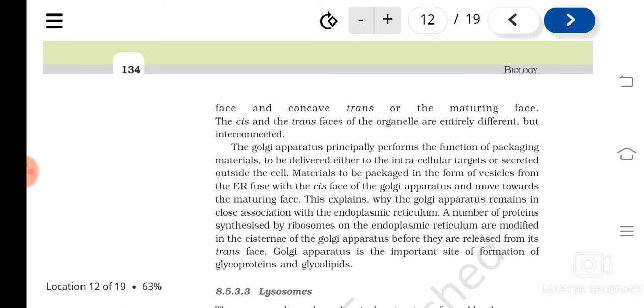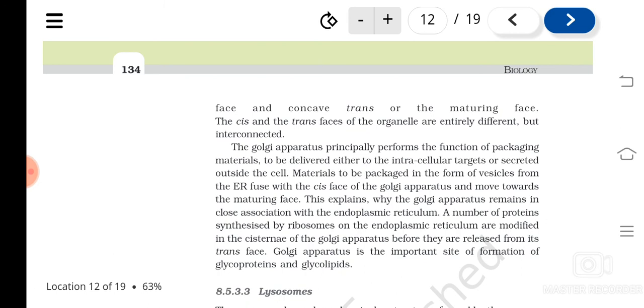Many of the molecules cannot pass the cell membrane, as we have learned. So this Golgi apparatus helps in the packaging of material so that it can pass the cell membrane. Understood? The materials to be packed, in the form of vesicles from the ER, fuse with the cis phase of the Golgi apparatus and move towards the maturing phase. So in this way it helps in packing.